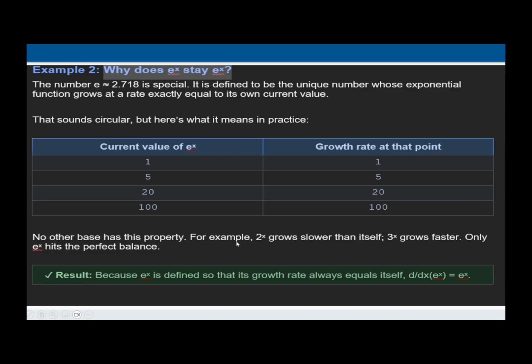This is very special. For example, 2 to the power of x grows slower than itself. 3 to the power of x grows faster. Only e to the x hits a perfect balance, that means exactly the same. So the result: because e^x is defined so that its growth rate always equals itself, our first derivative will be equal to itself. But remember, e is 2.718. In fact, it's a long number, but it's simplified to 3 decimal places.